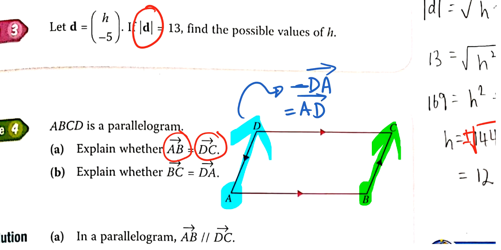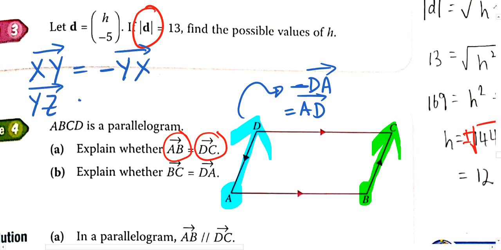So if I change the letters and put a negative in front, they are the same. We've done that practice yesterday, right? Change the letters' position, put a negative, they are the same vector. Okay? Some of you look quite lost. XY is the same as negative YX. Okay, YZ is the same as negative ZY. Alright?